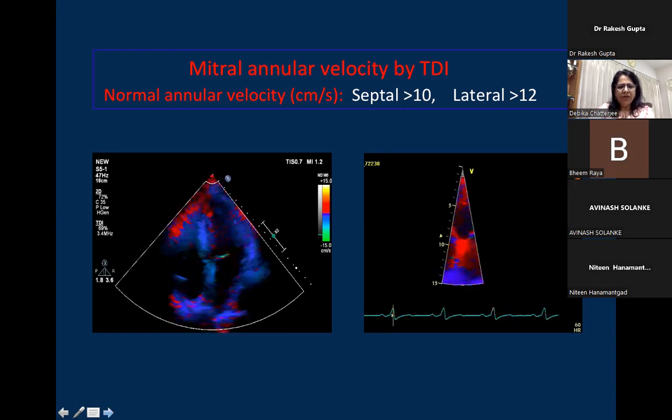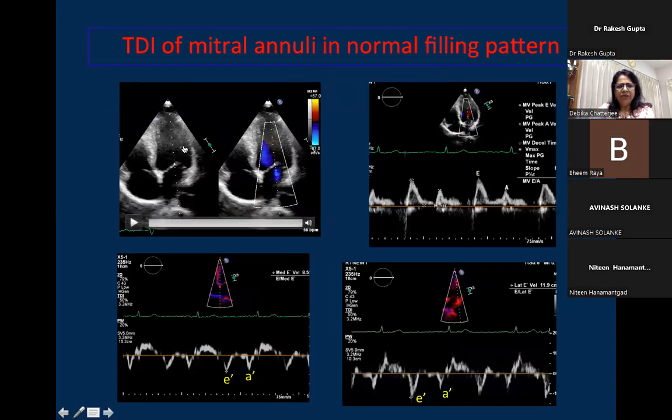Now let us see what happens in a person who has a normal pattern. Look, in the mitral inflow velocity, E was more than A. So also E prime is bigger than A prime. So this is the baseline.